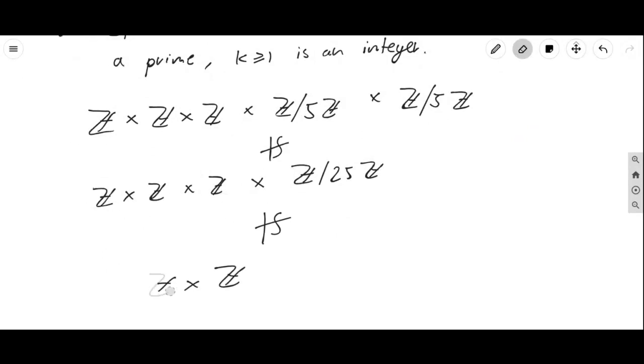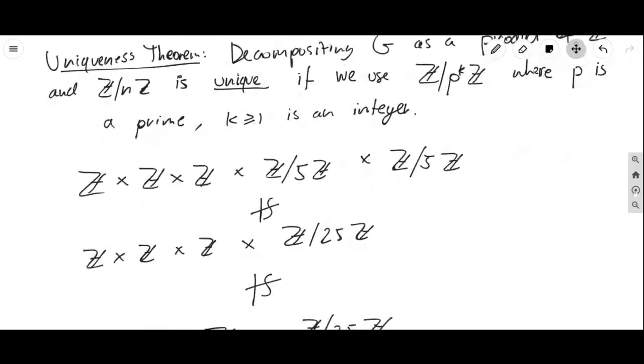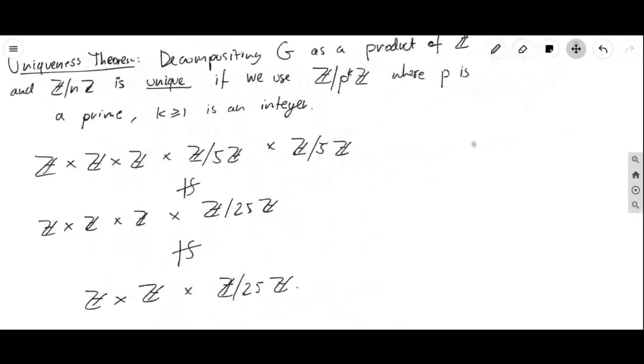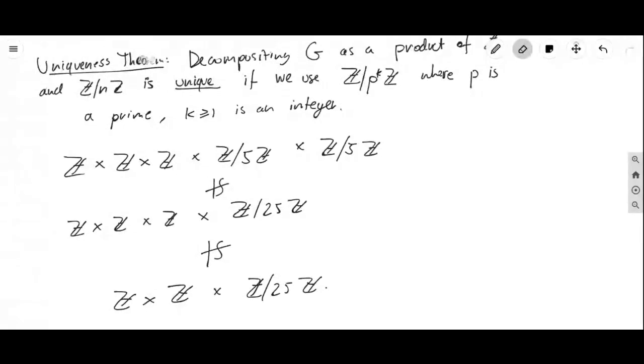So here you have 3 copies of z. If you had 2 copies of z, and then you had this. So that's kind of like the uniqueness theorem, that there's only one way to do it. So again, this is something that is mentioned in an algebra course. The uniqueness theorem is a lot harder to prove. You have to sort of treat both cases.